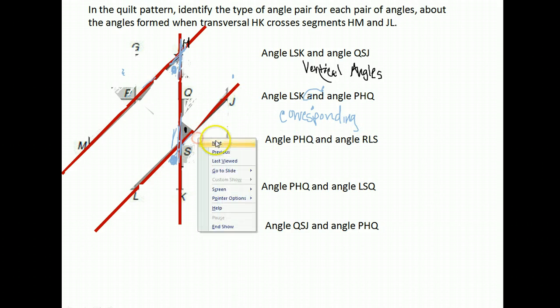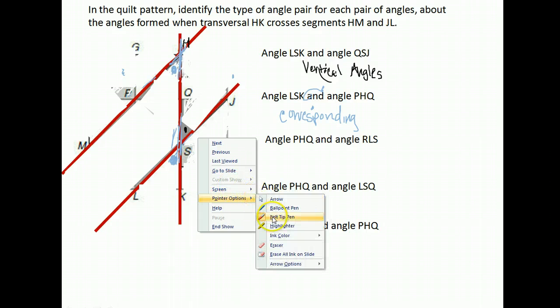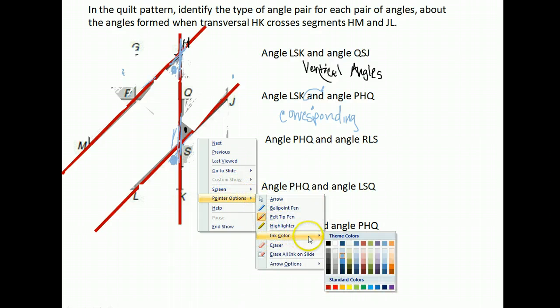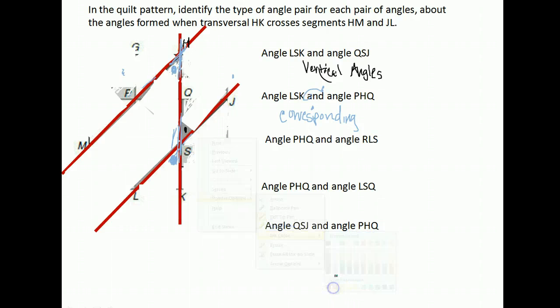Okay, let me get another ink color here. And we'll go to the next one. Okay, angle PHQ and RLS. So PHQ, here's P to H to Q. That's that angle right there again. And RLS, where is... Okay, R was one of those things I covered up. It was like right here. RLS was an angle right here.